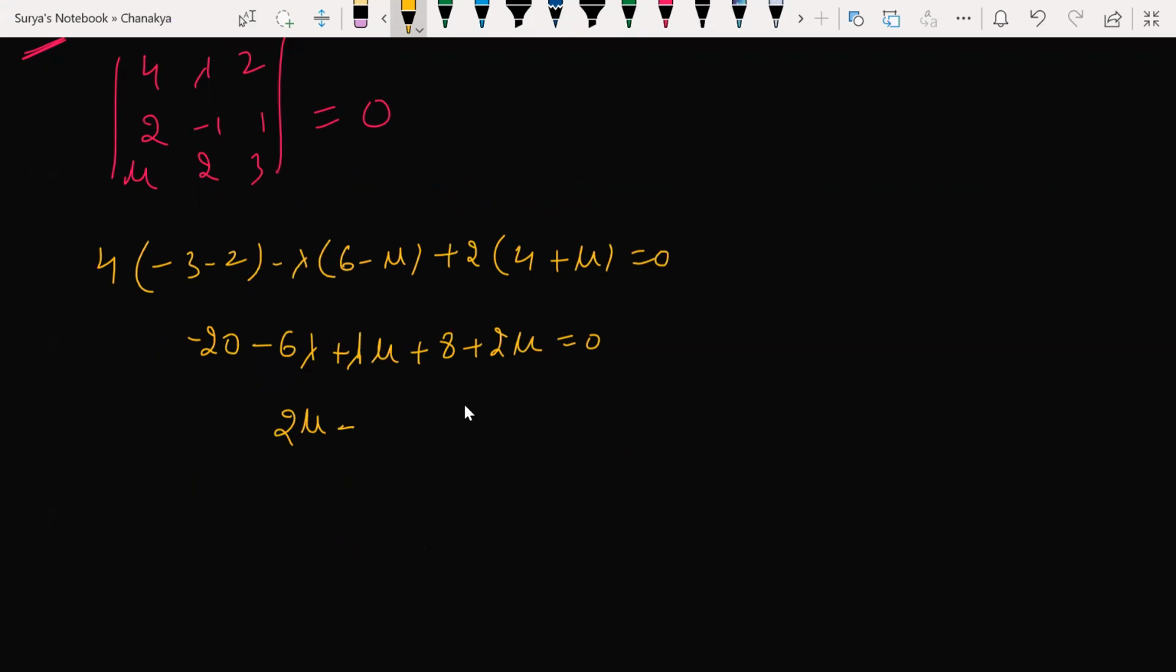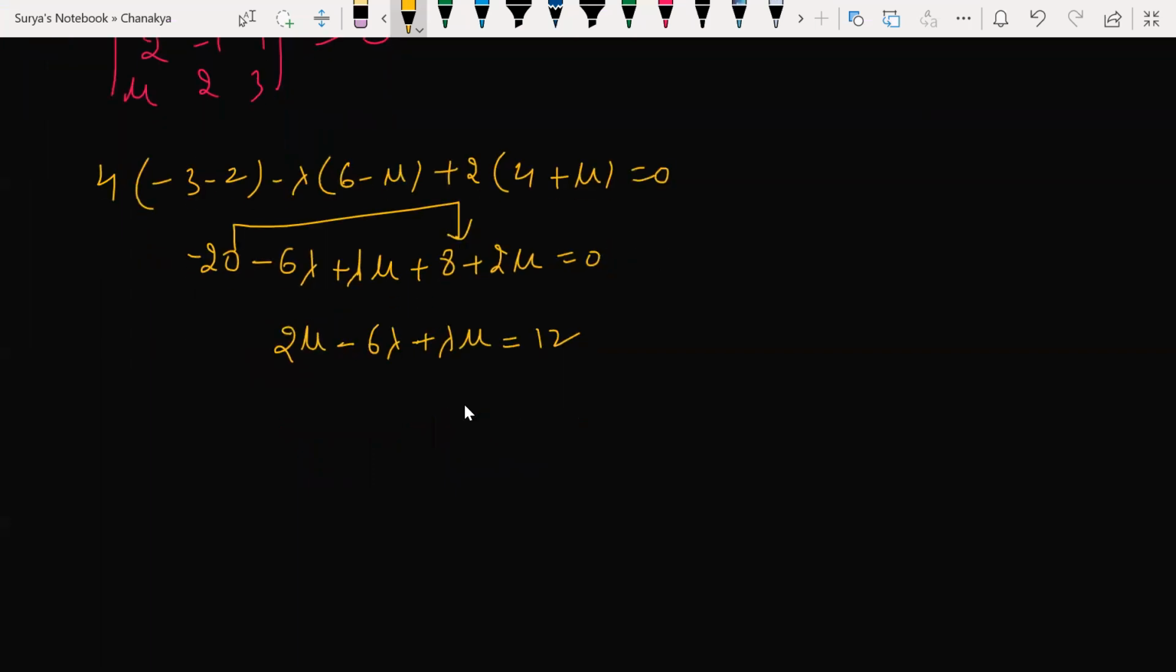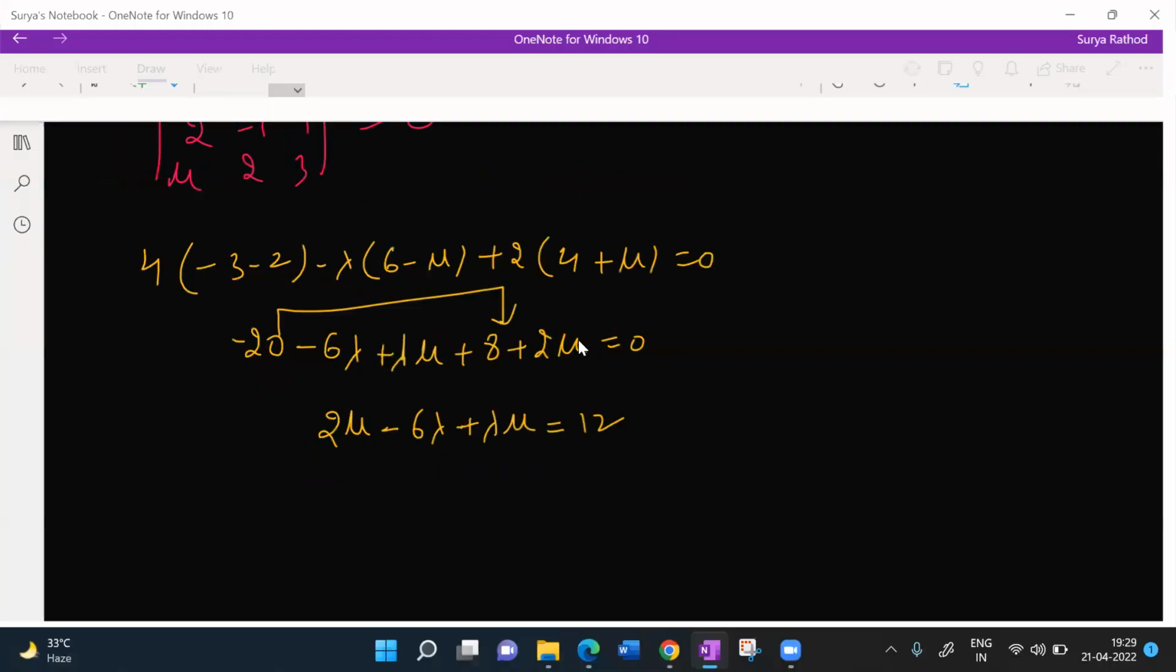2 mu minus 6 lambda, lambda mu, and is equal to what? 12, correct? Minus 20 plus 8 minus 12. So shifting that side, it becomes plus 12. So now what are the options? Now the trial and error method. Let's go with the trial and error method.